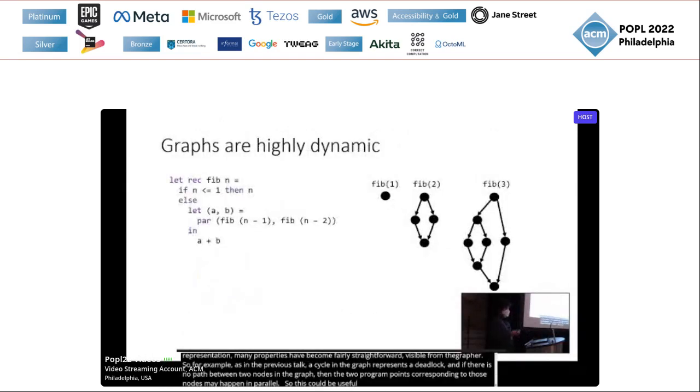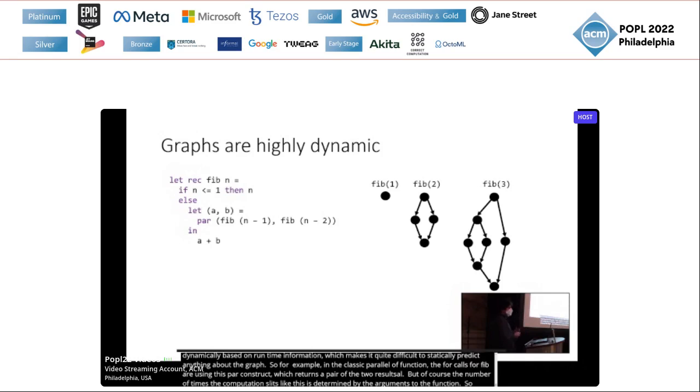In many modern languages, though, the parallel structure of the program is determined dynamically based on runtime information, which makes it quite difficult to statically predict anything about the graph. So for example, in the classic parallel Fibonacci function, the two recursive calls to fib are performed in parallel using this par construct, which returns a pair of the two results. But of course, the number of times the computation splits like this is determined by the argument to the function. So the graph structure is shown on the side.